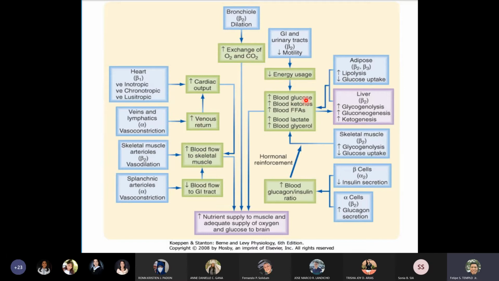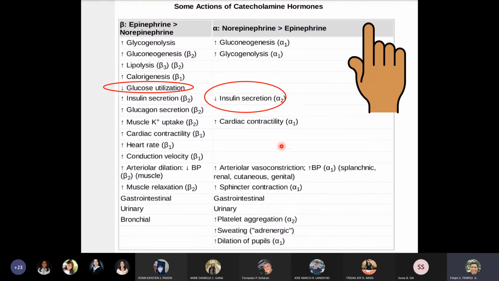Lipolysis, increased blood glucose, ketone, free fatty acid, lactate, glycerol, glycogenolysis, gluconeogenesis, and everything. So basically, the purpose of this during the fight or flight reaction is to maintain your high level of blood glucose, as you know, that is needed to produce ATP and to create all this fight or flight reaction.